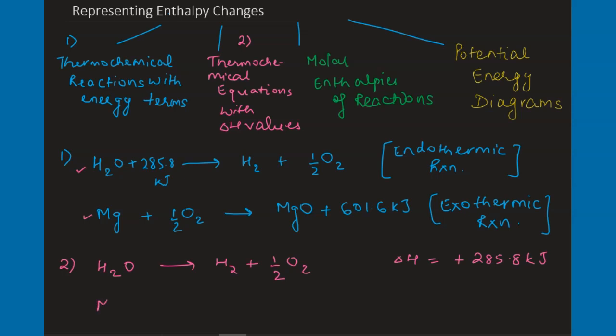The next example, let's talk about magnesium reacting with oxygen, giving us magnesium oxide. As we know, this reaction is an exothermic reaction because energy is released on the product side, we just write it as delta H. In this case, we would put a negative sign because it's an exothermic reaction, and all we have to do is just write down this number. So this is the second type of representation.